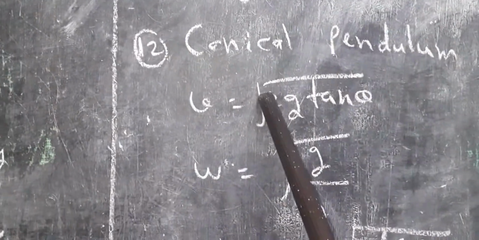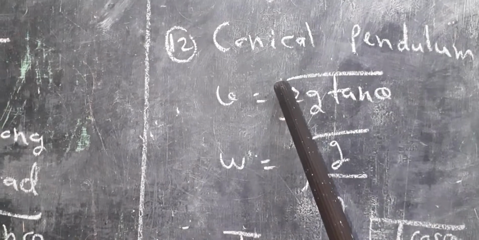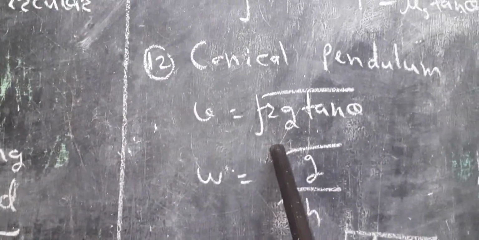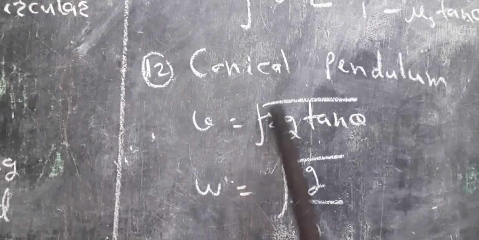Again we require three things. In examination, three things can be asked: either V, omega or T. So we should know the standard formulas. We have seen this formula, V is equal to under root Rg tan theta, which is the same as this formula.